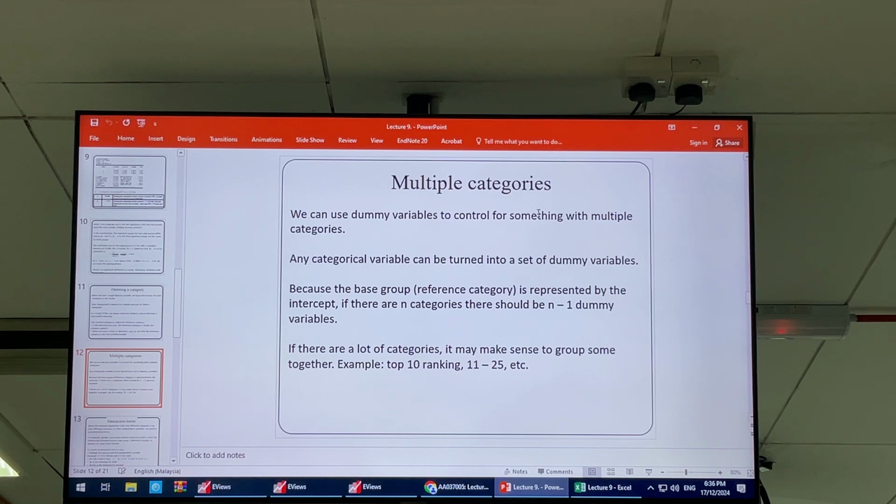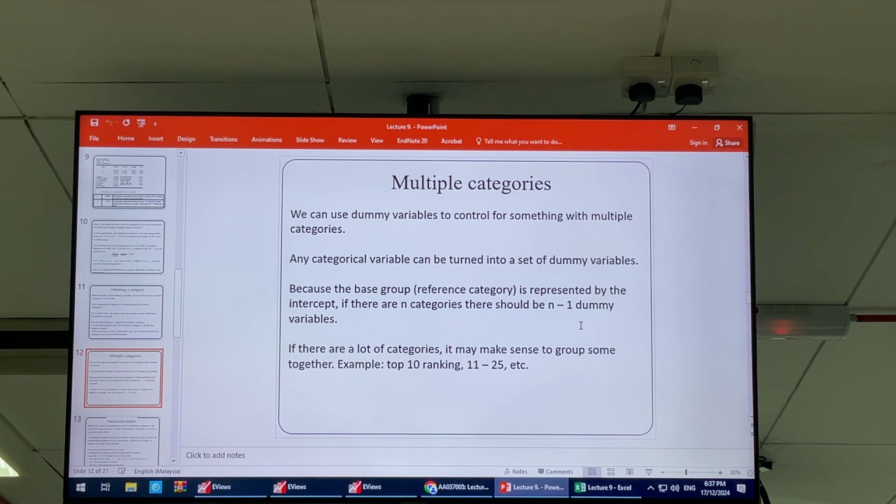When we include that in the model, normally we exclude one. The one that we excluded is going to be our reference category. So any categorical variable can be turned into a set of dummy variables, because the base group reference category is represented by the intercept. So the intercept represents the intercept for the reference category. If there are n categories, there should be n minus one dummy variables.